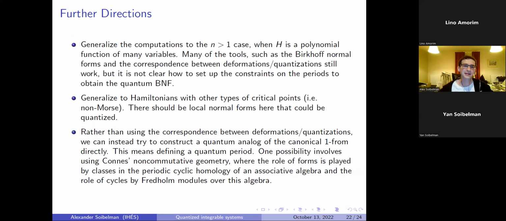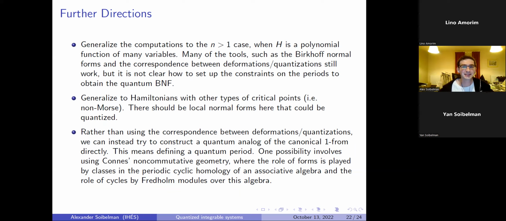Okay. Yeah. So I have a few more things to say, and this is just further questions or further directions to take this. Of course, a lot of the things I talked about in this talk are true even in the case where n is greater than 1. In the n equals 1 case, I have just the surface mapping to the line, and there's only one function h in 2 variables.